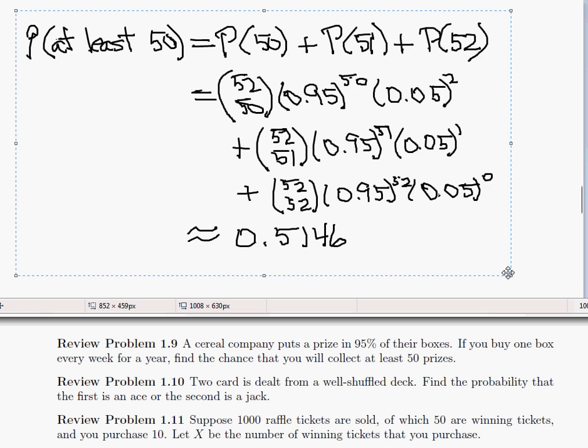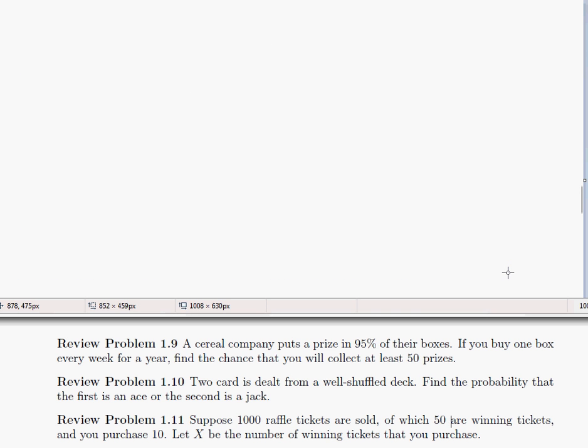Okay, the next problem, we've got a typo, but let's just go with it. Two cards are dealt from a well-shuffled deck. Find the probability that the first is an ace or the second is a jack. So the probability that the first is an ace or the second is a jack.